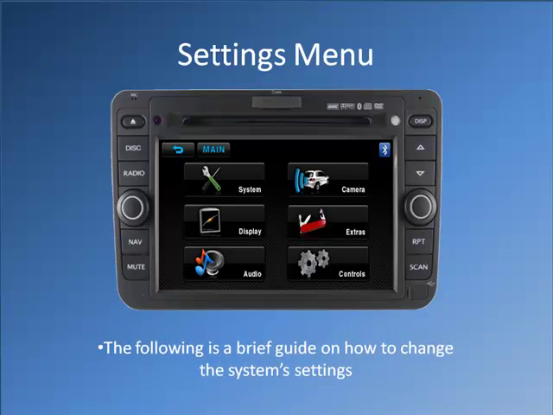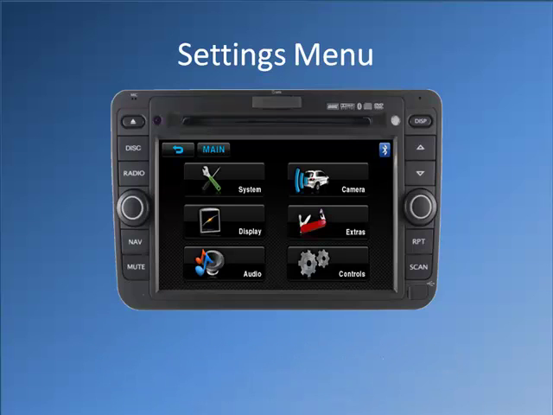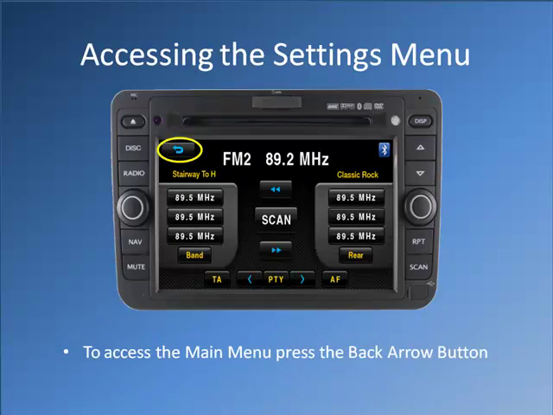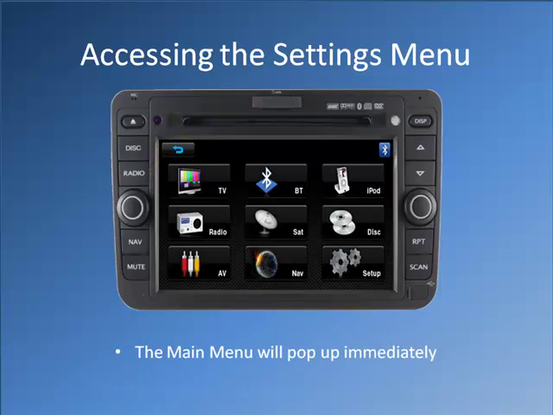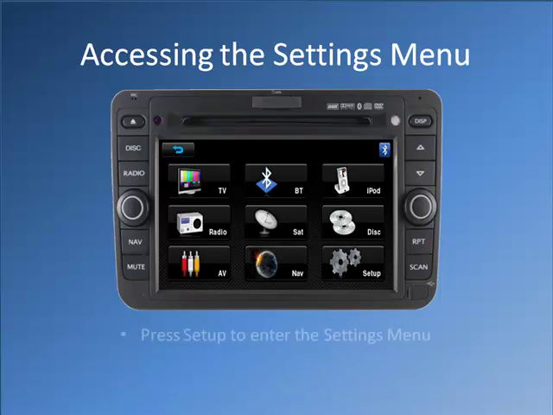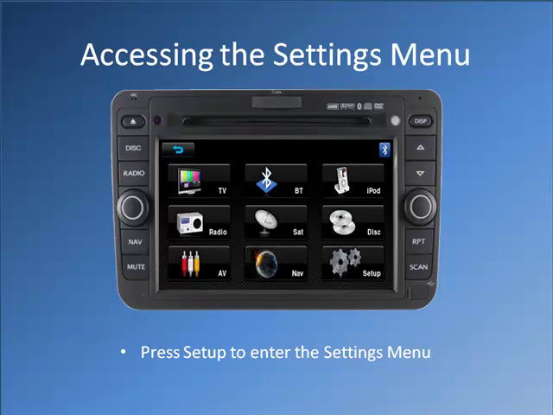The following is a brief guide on how to change the system settings. To access the main menu, press the back arrow button. The main menu will pop up immediately. Press Setup to enter the settings menu.